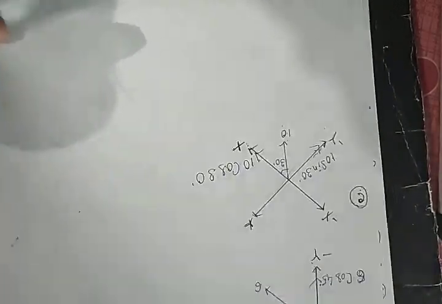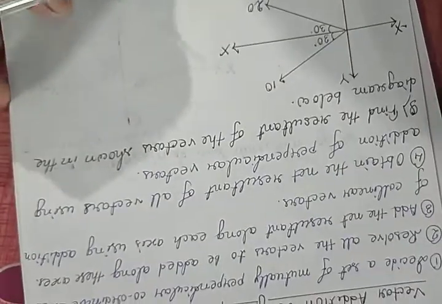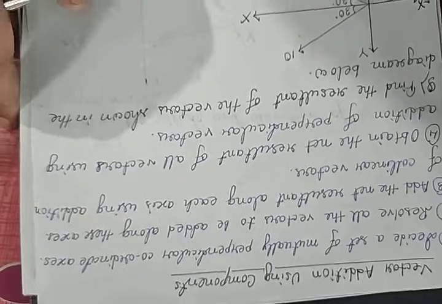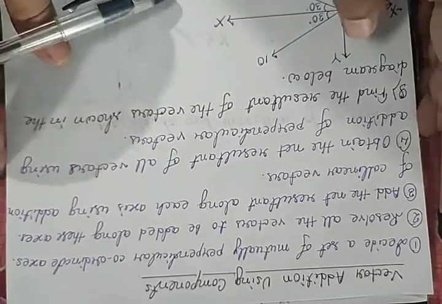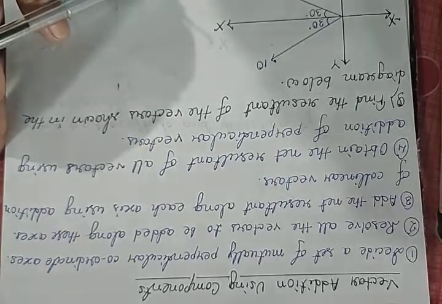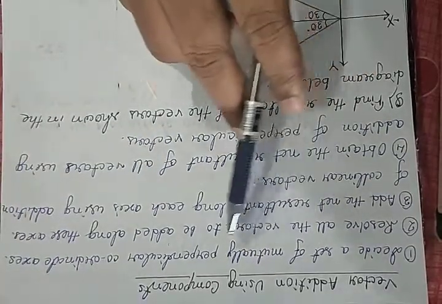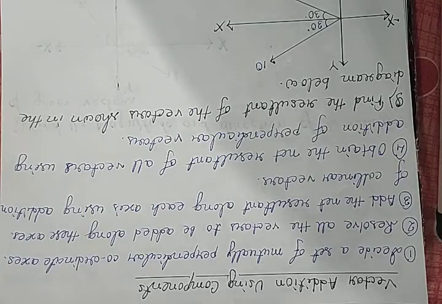Now the next set of questions is vector addition using components. How to add vectors using component form. So the first point is to decide a set of mutually perpendicular coordinate axes.